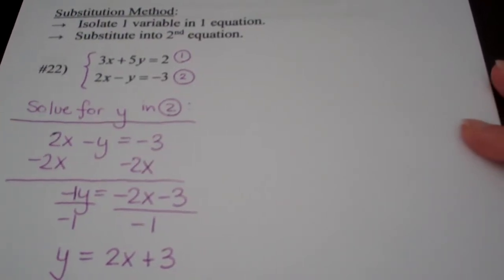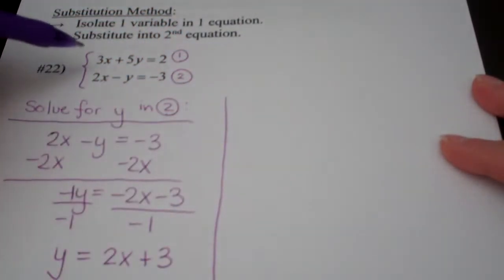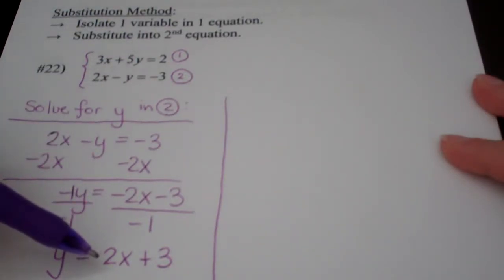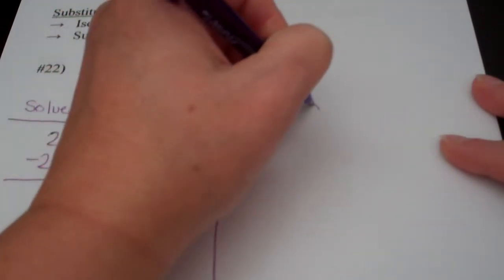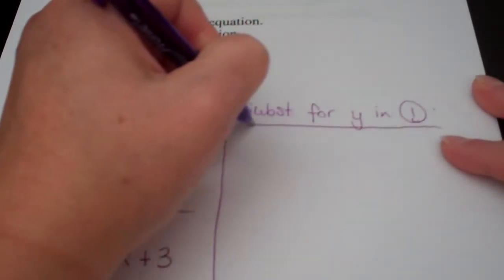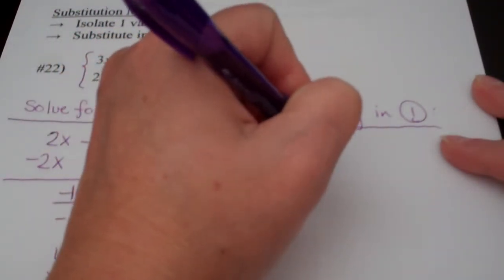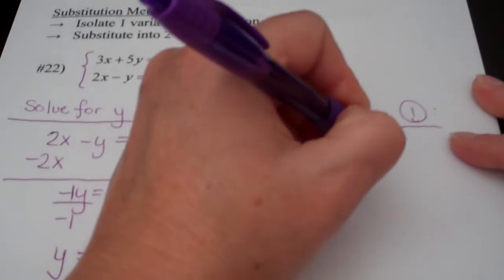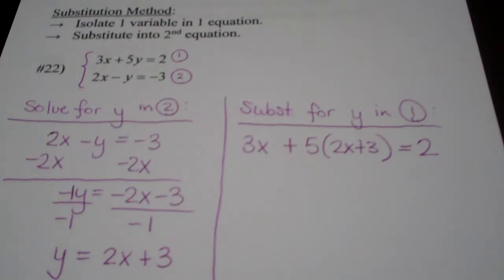Now I want to substitute for y in the first equation. So here's my first equation. Anywhere where there's a y, instead of y, I'm going to put in 2x plus 3. So I'm going to substitute for y in equation number 1. So I have 3x plus 5, but I'm not going to put in a y, I'm going to substitute in 2x plus 3 equals 2.